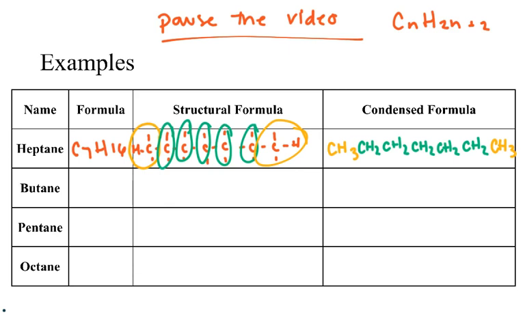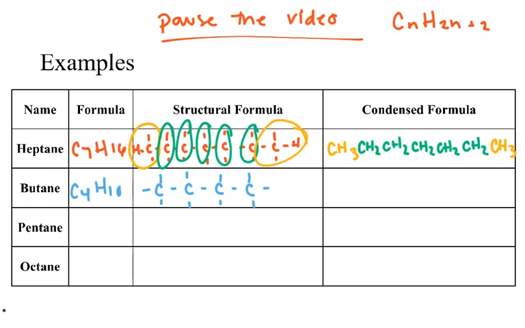So let's look at the next one, which is going to be butane, right? So but is 4, so we have C4, H4 times 2 is 8, plus 2 is 10, H10. So we have C 1, 2, 3, 4, and H 1, 2, 3, 4, 5, 6, 7, 8, 9, 10.